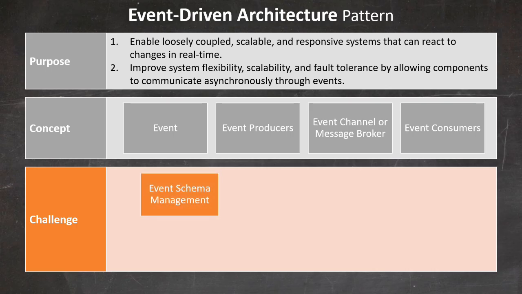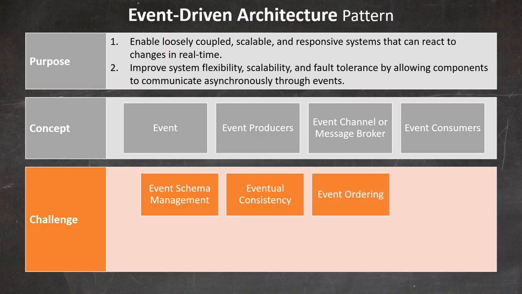On the other hand, there are a few challenges to be aware of. First, as systems evolve, managing and versioning event schemas can become complex. This pattern often relies on eventual consistency, which can be challenging to handle in certain use cases requiring immediate consistency. Another challenge is ensuring the correct order of events, especially in distributed systems. This can be very difficult.